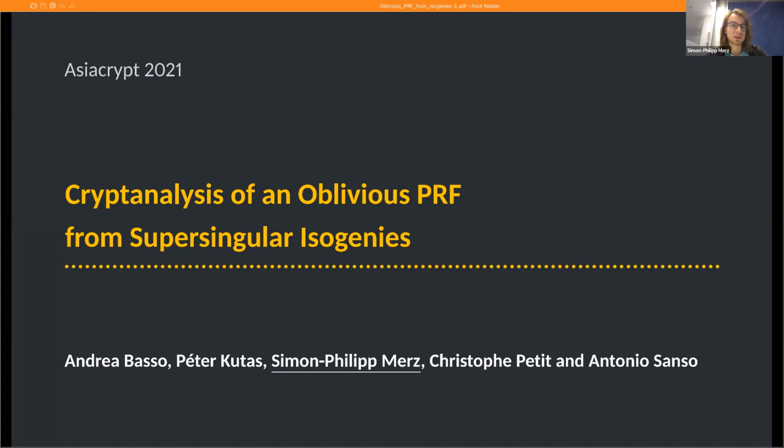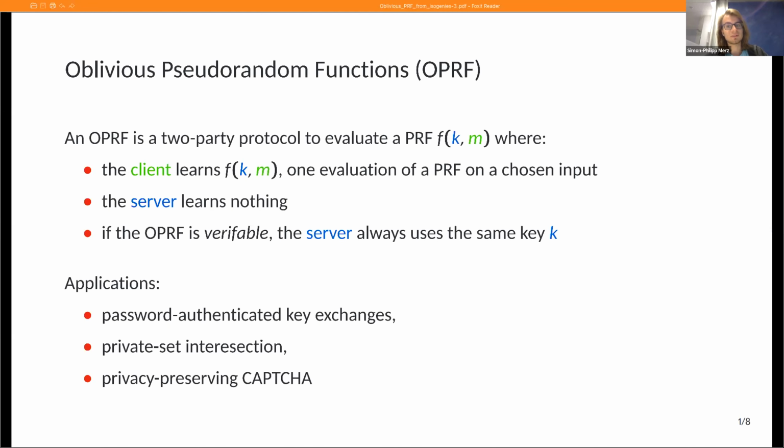An Oblivious pseudorandom function, or short OPRF, is a two-party protocol to evaluate a keyed pseudorandom function. The setting is that the server holds a key K and the client holds an input M. At the end of the protocol, the client should learn the evaluation of the pseudorandom function at K, M, but nothing about the key K. And the server should learn nothing about the input or the evaluation of the client.